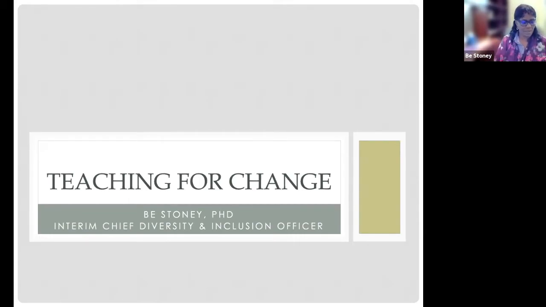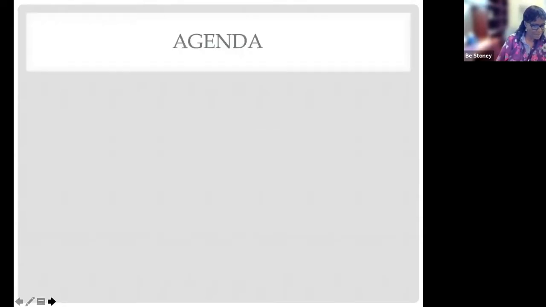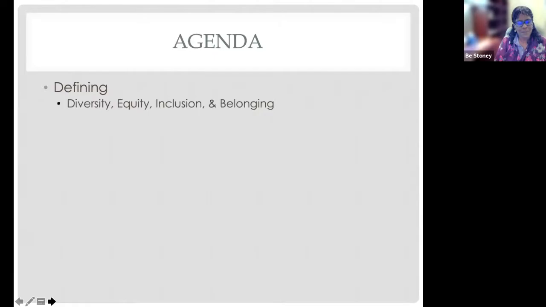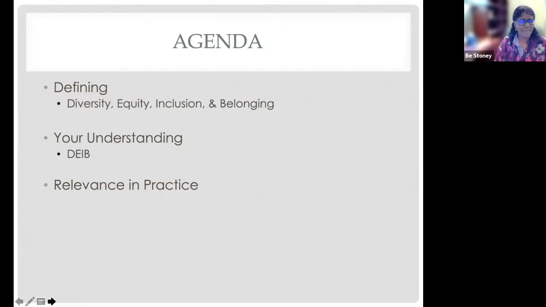My agenda for today: I'm going to look at defining diversity, equity, inclusion, and belonging. I use this information based on our 6A framework of our diversity plan. I want to know your understanding of DEIB. I'm going to cut it short because it's faster for me to say it that way. What is the relevance in practice when we're talking about DEIB in your course content? And I'm going to offer a few tips for teaching for change. Then I'll try to keep on time with the clock so that I can answer questions. I appreciate it.